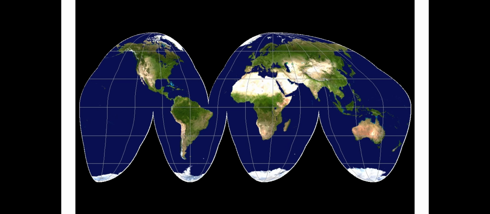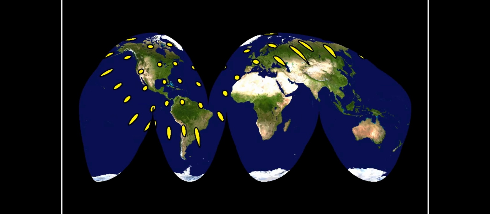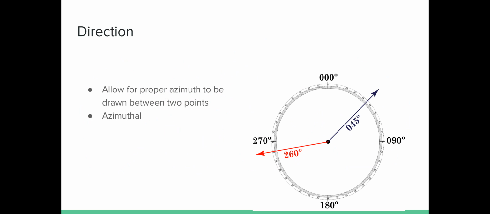And as long as you're not mapping something like Antarctica or Greenland or the oceans themselves, this actually works pretty well. And again, you can see those circles and how they work.